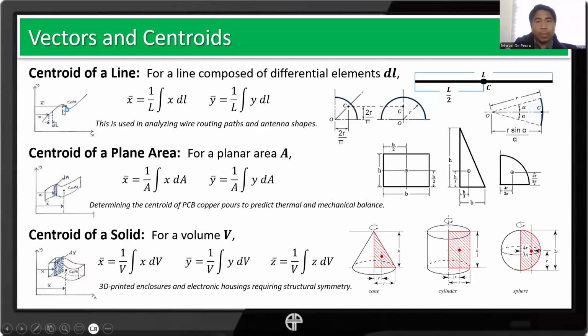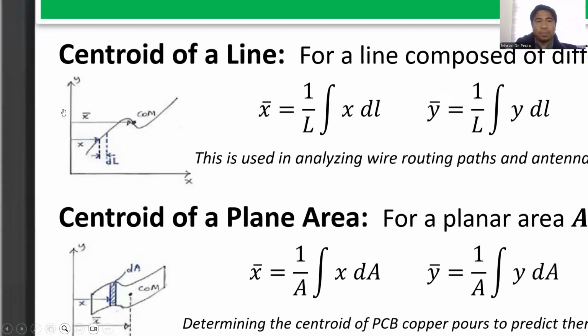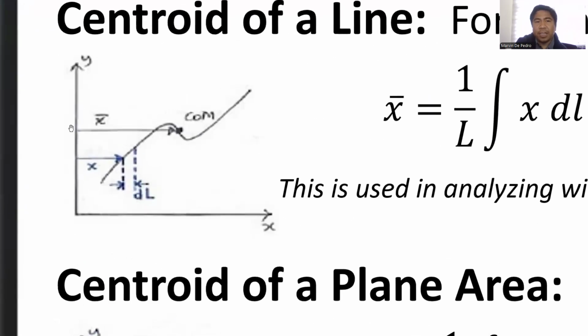Okay, let's zoom in. If this is the curve, then the dL is like a strip within your curve.